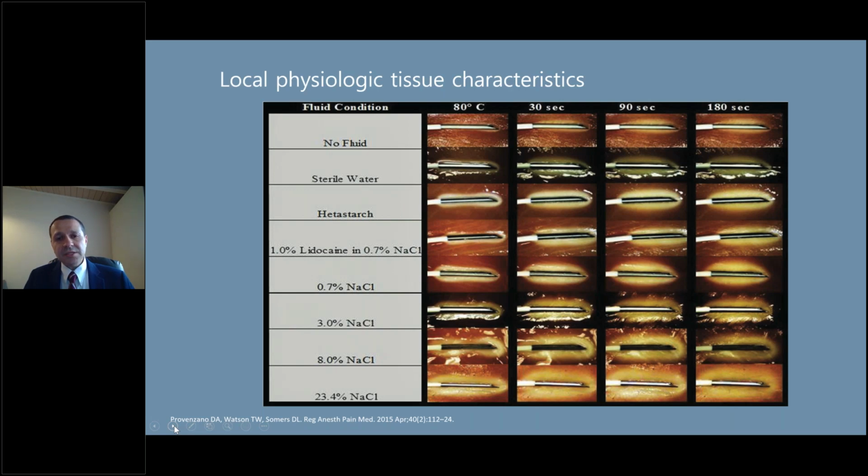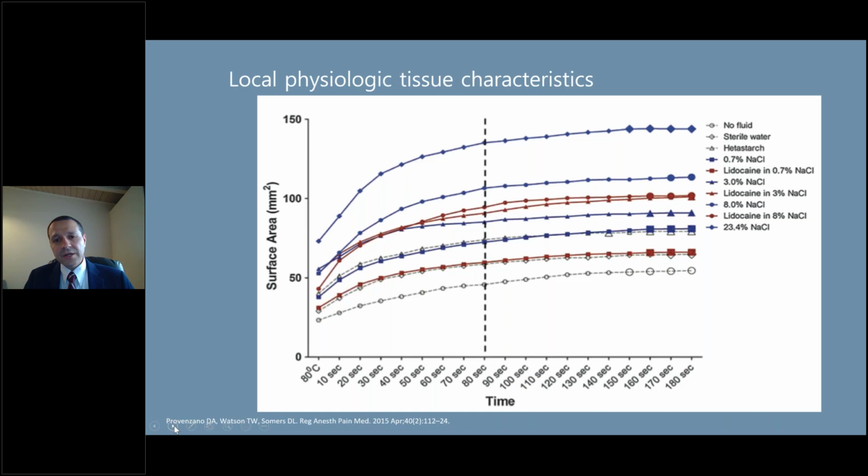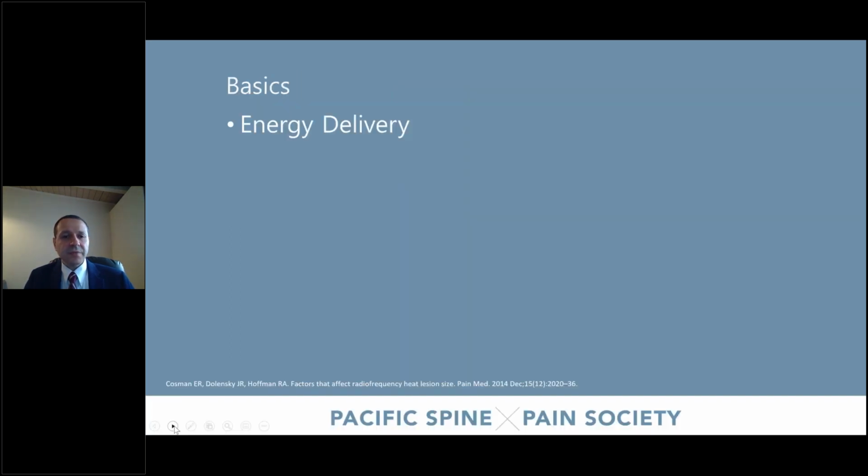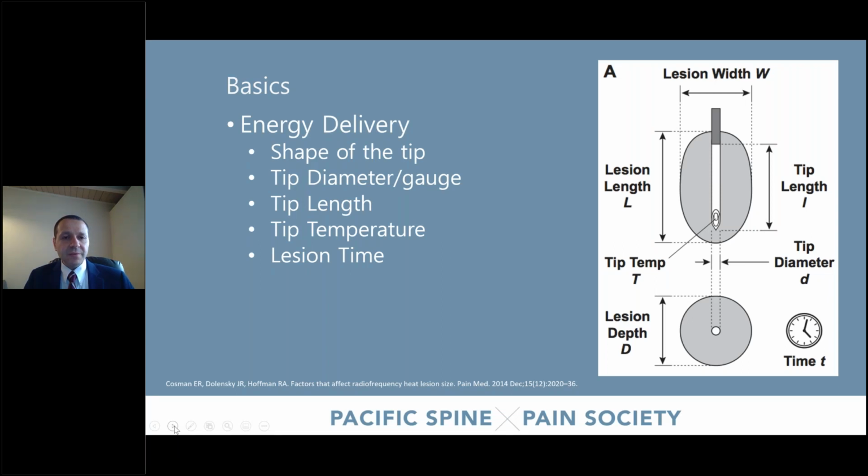And then next slide, please. As you can see in the next slide, no matter what injectate you inject, at some point you're going to reach a plateau of the lesion size. So the one that is more modifiable is the energy delivery. The delivery of energy depends on the shape of the tip of the needle that you're using, how large your tip is, both in the length and the diameter, and also how high you dial in your temperature and how long you're burning the tissue.